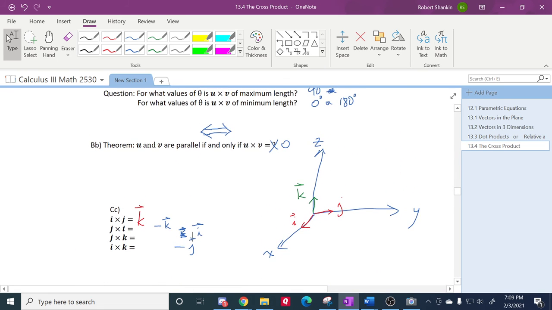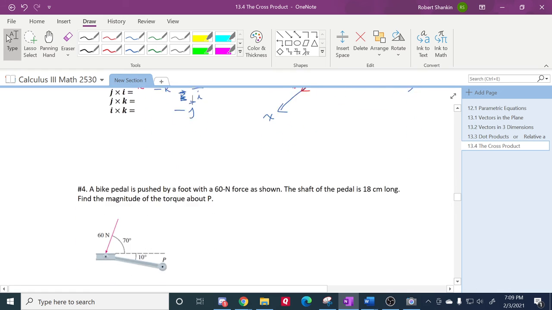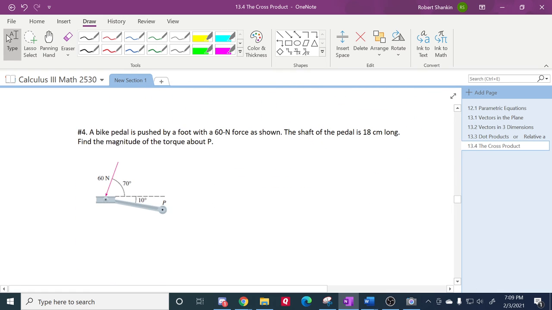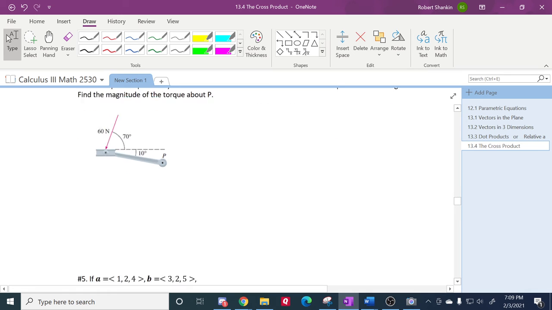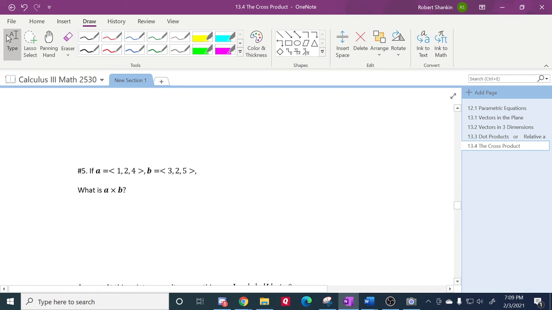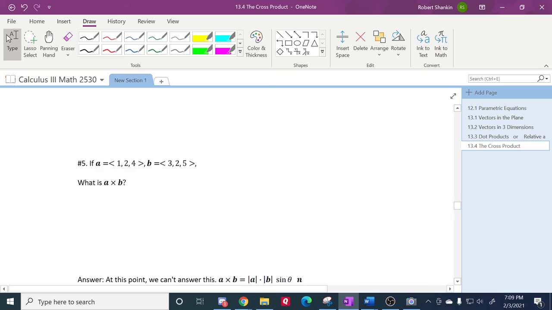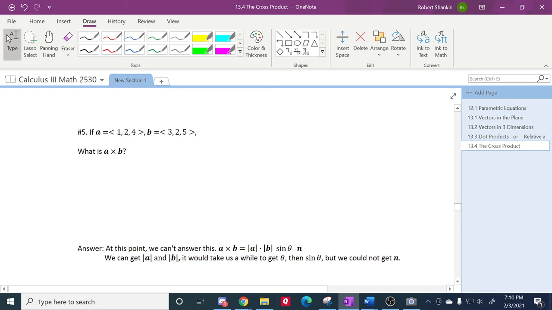Alright, let's go from here. I'm going to skip that one to make sure that we have enough time for the good stuff. Here. Alright, number 5. Here's the vector A, the vector B. What is A cross B?